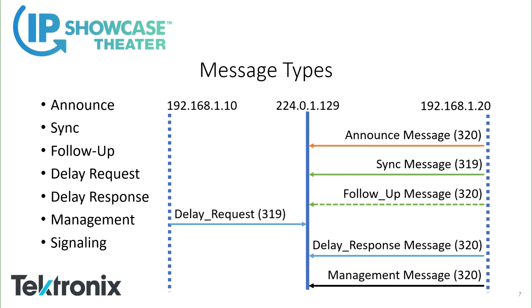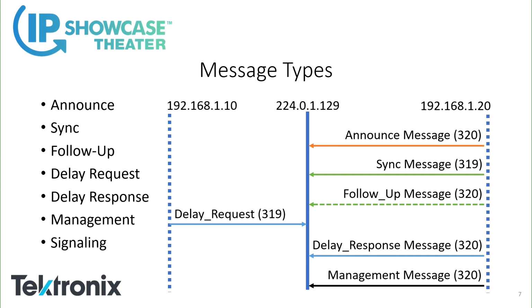There are a variety of different message types within PTP. There's an announce message. That message is used to define the best master clock algorithm. So that message contains information about those priority 1 and priority 2 values and the clock class and the clock accuracy and the clock variance.